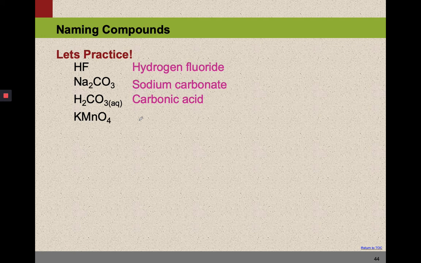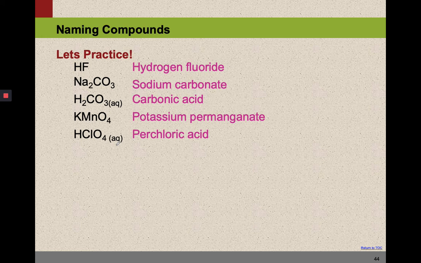KMnO4, this is potassium, and this is the permanganate ion. So potassium permanganate. HClO4 aqueous, this is perchloric acid. H2S aqueous, so binary acid, and it is mixed with water. So what do we do if you have binary acids mixed with water? We attach the prefix hydro and then change the ending and add ic. So that's why you have hydrosulfuric acid.